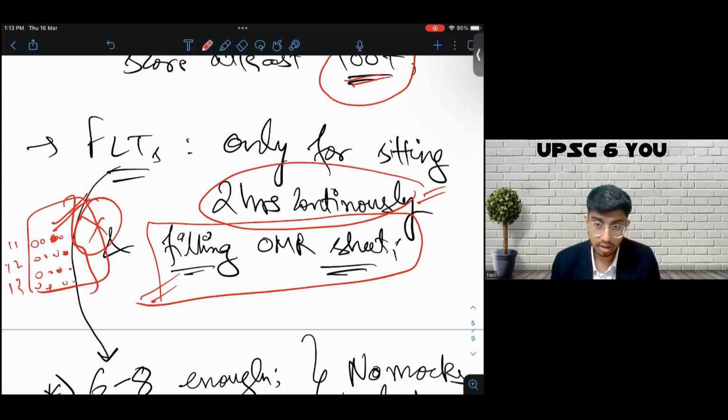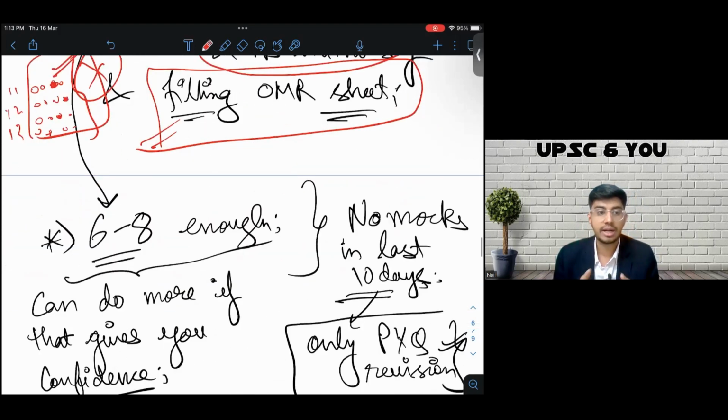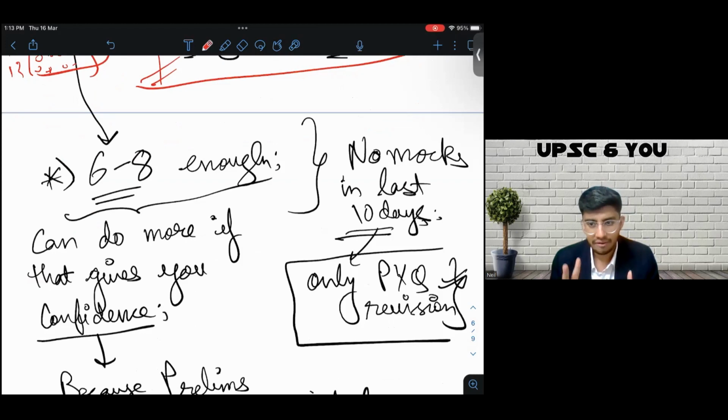That is the only way you're going to clear the cutoff with the competitive landscape we find ourselves in. How many FLTs? In my opinion, 6 to 8 is enough. Now, there are 2 caveats.